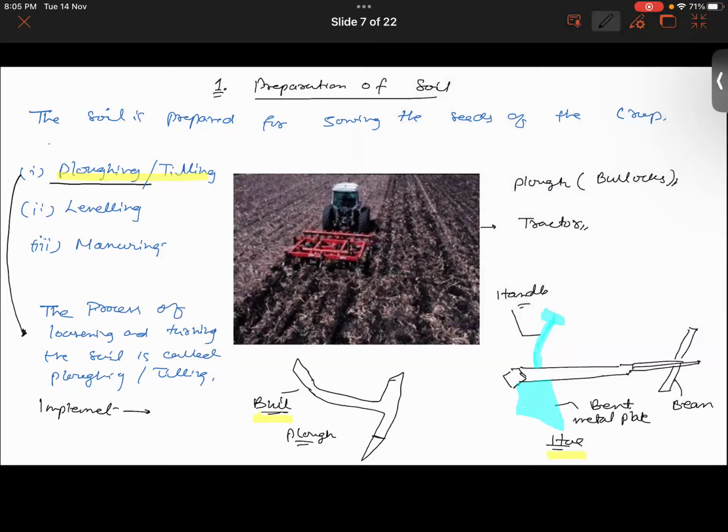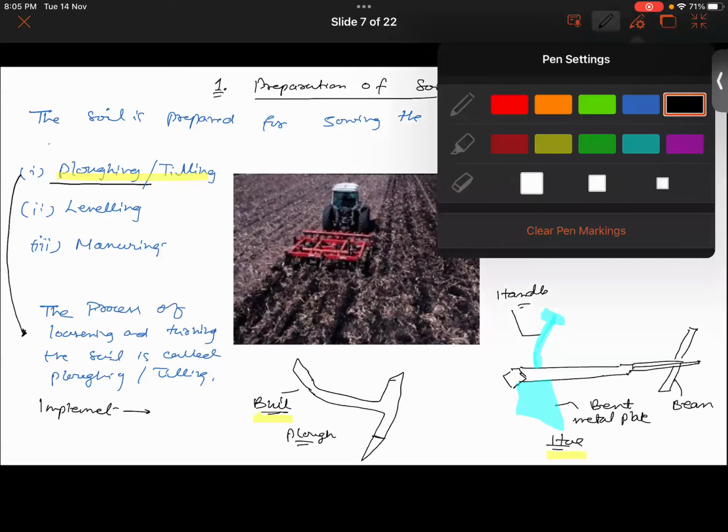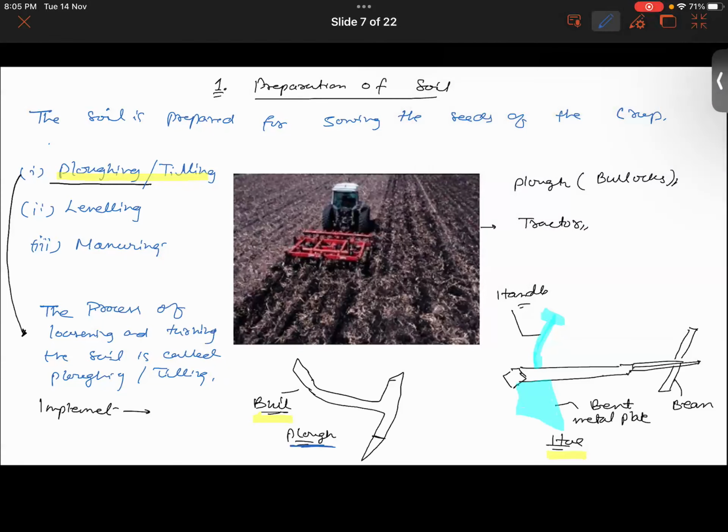So a plough is basically an agricultural implement used for ploughing or tilling the soil. This is a traditional implement. Anyone would like to explain the structure of it? What is the structure of this plough? There are several parts in it. This is made up of metal, and it is called the plowshare. And this is the handle of it. And this part here is the plow shaft, actually.